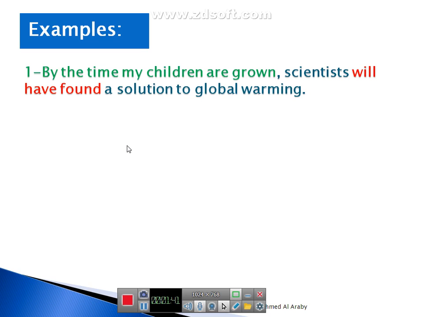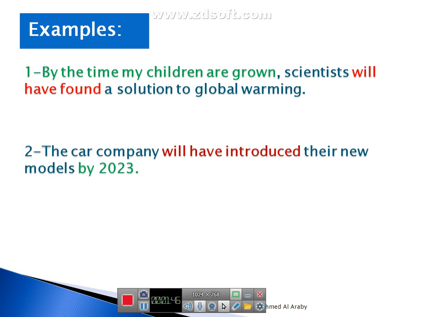Second example, the car company will have introduced their new models by 2023. Here we have a specific time in the future, and we have an action that will be completed before this specific time. This action is introducing their new models, so we can say that the car company will have introduced their new models by 2023. So this action, introducing their new models, will be finished before this specific time in the future.